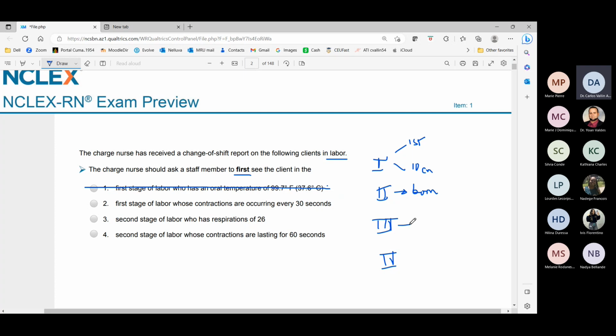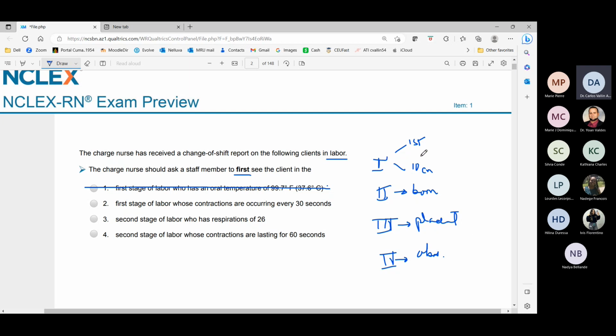The third stage is when the placenta is born. And the fourth stage is a couple of hours of observation after giving birth, just in case bleeding presents, because bleeding is the most important complication of labor, and for that reason it deserves a special stage of observation, because most of those bleeding occurs immediately after the birth of the placenta.